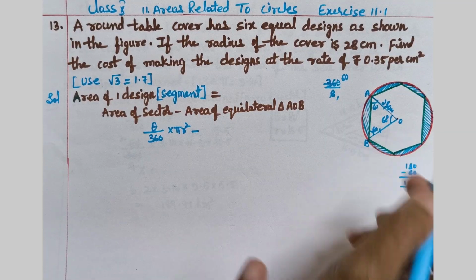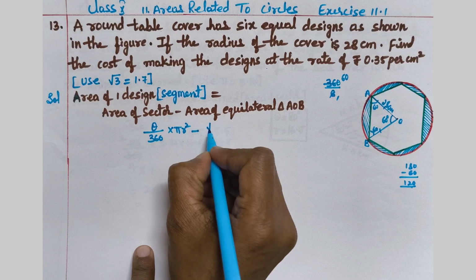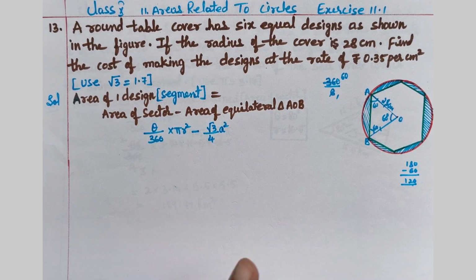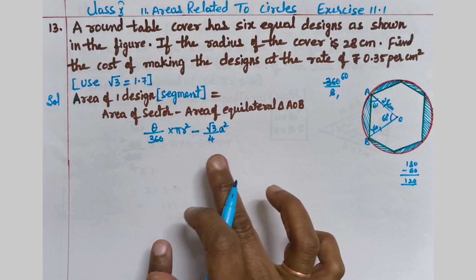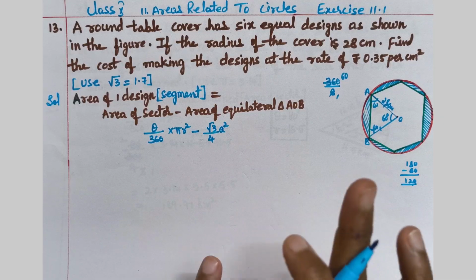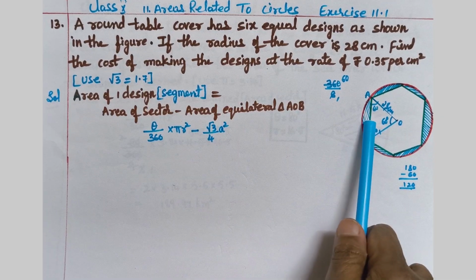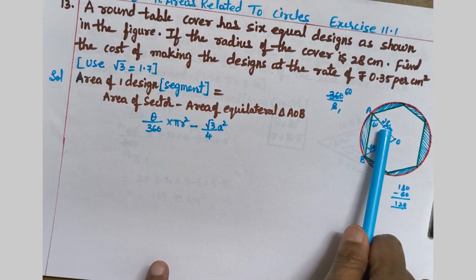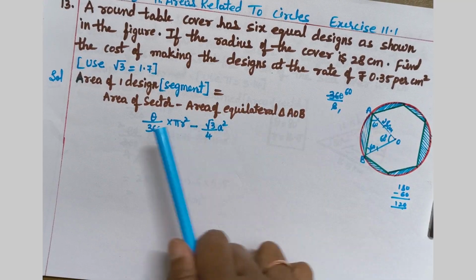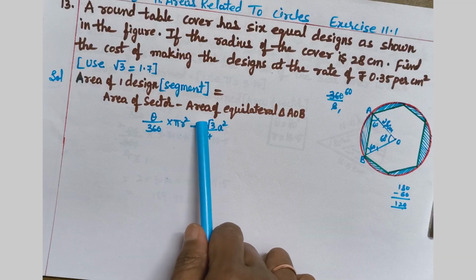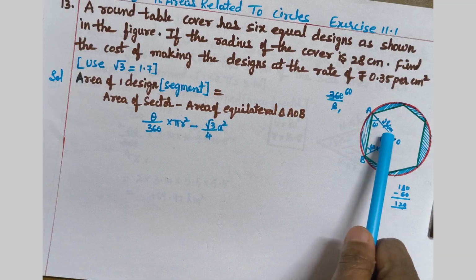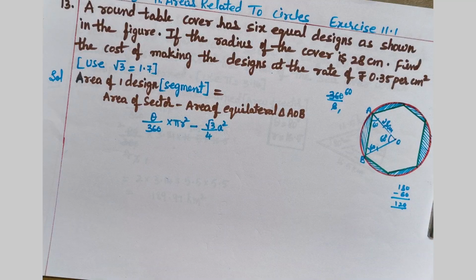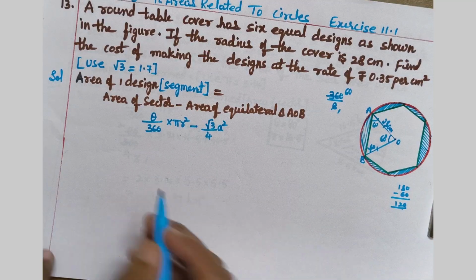What is the area formula of an equilateral triangle? Root 3 by 4 a square. We already did this, so we use that formula. Now listen carefully. The area of one design equals this sector minus this triangle. Sector means theta by 360 into pi r square, minus the equilateral triangle, which is root 3 by 4 a square. Simplified, this gives one design area.